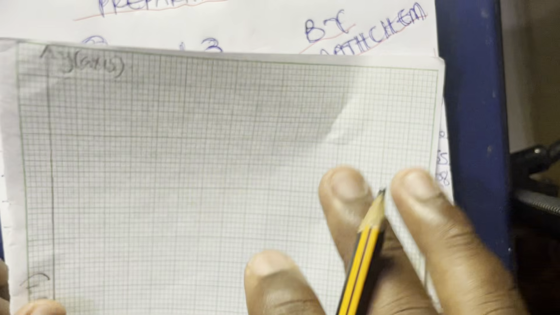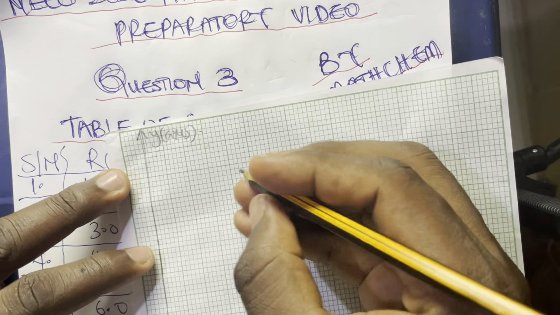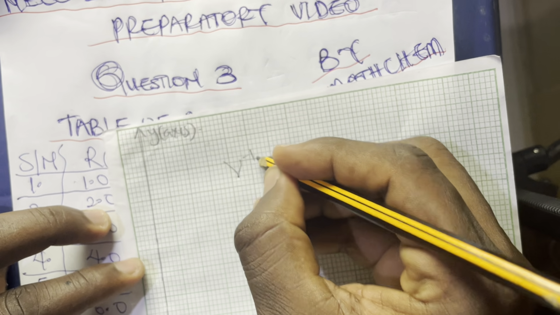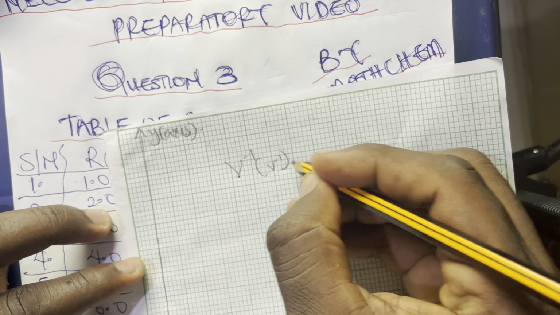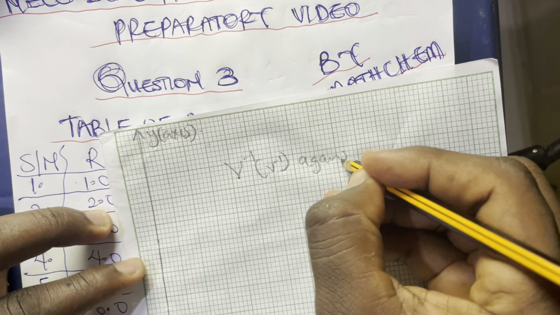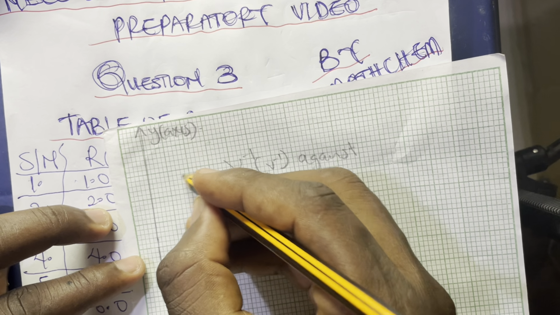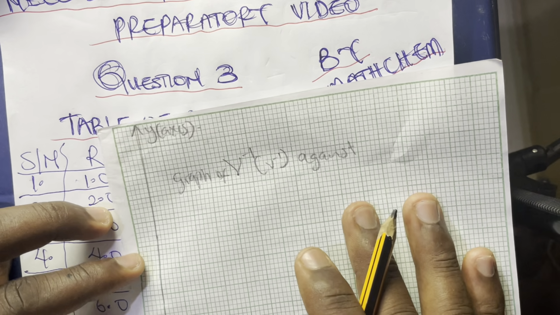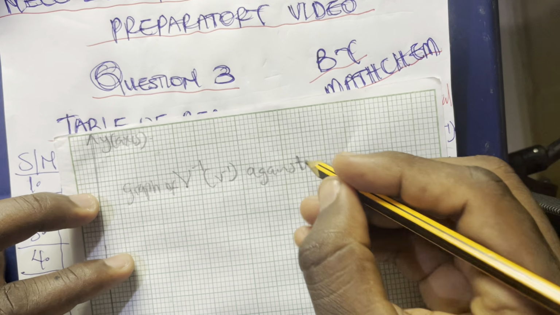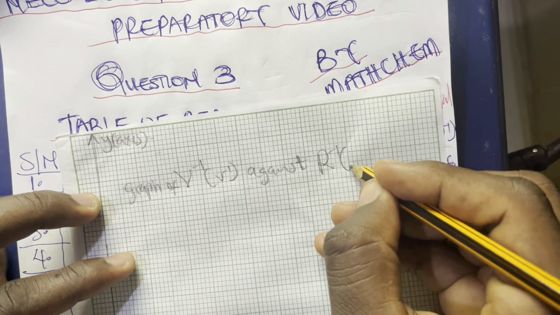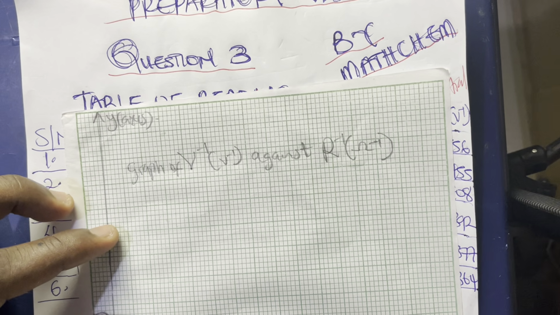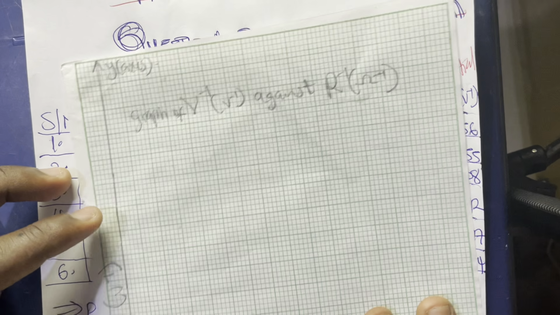All right, now let's title the graph. So the title is: graph of V inverse against inverse of resistance, which the unit is what? Inverse of ohms. Now the next thing to do is to write the scale.